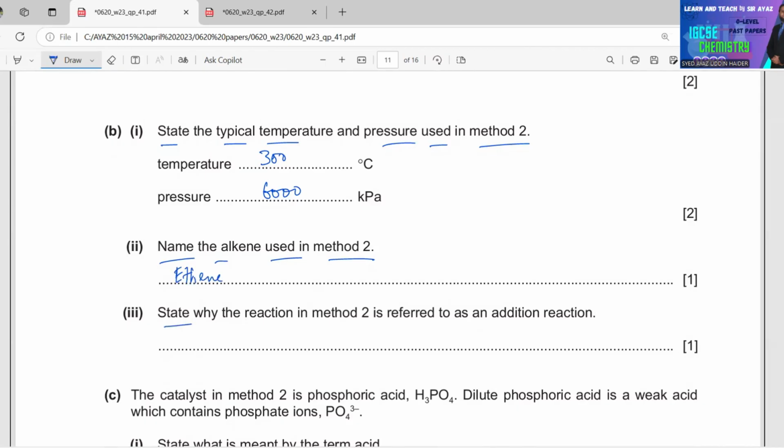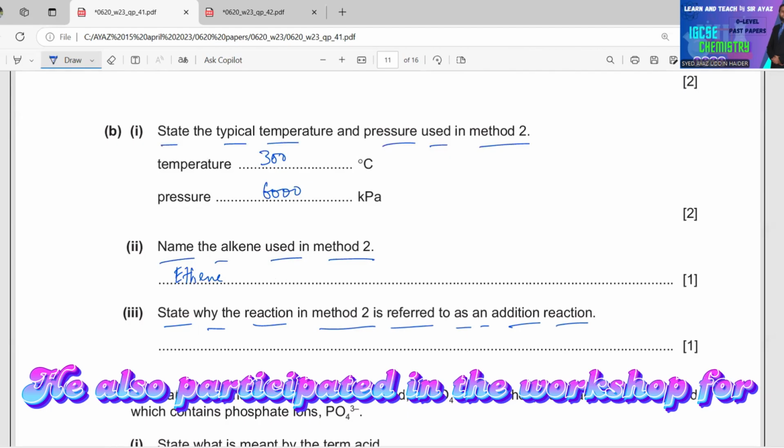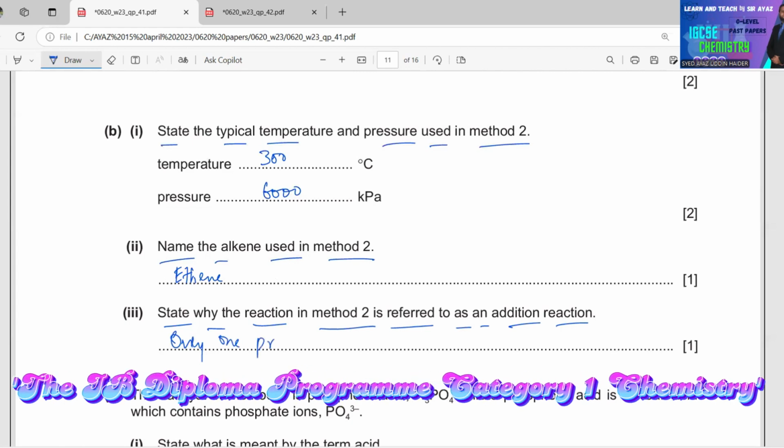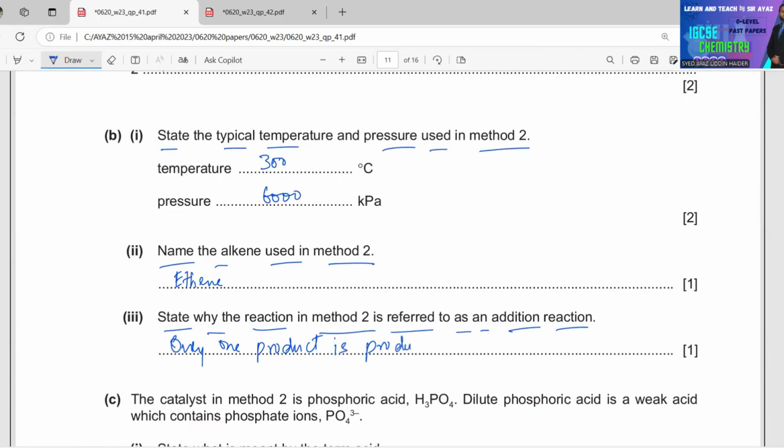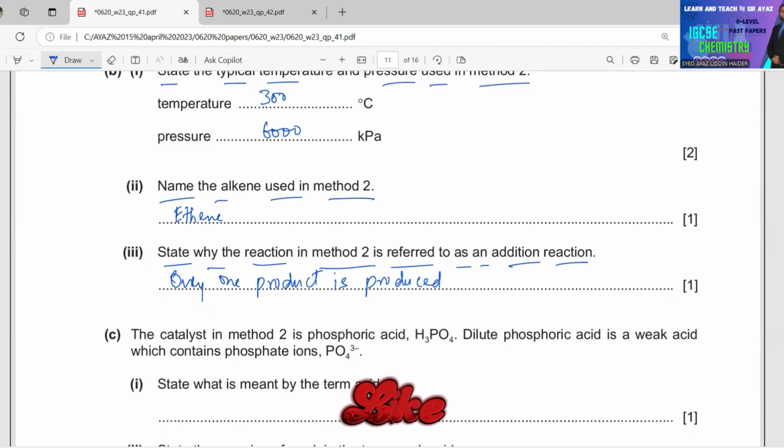Part 3, state why the reaction in method 2 is referred to as an addition reaction. The reason is that only one product is produced. So you write only one product is produced. There aren't any other product. That's why it's referred to as addition reaction.